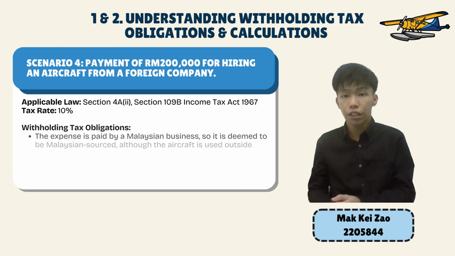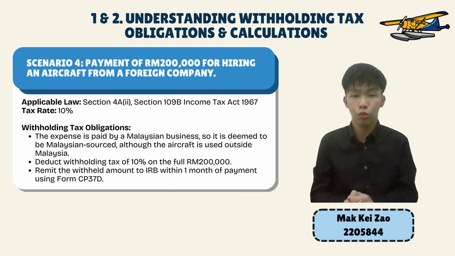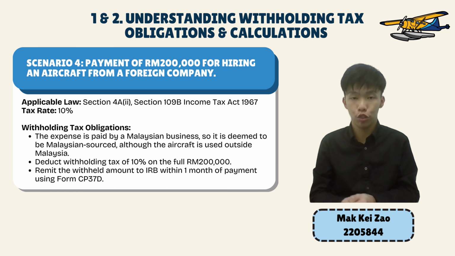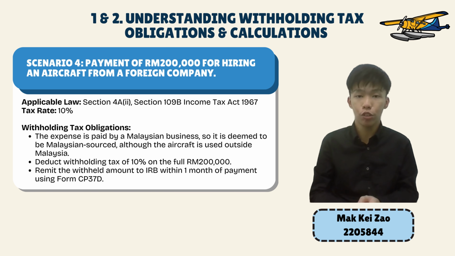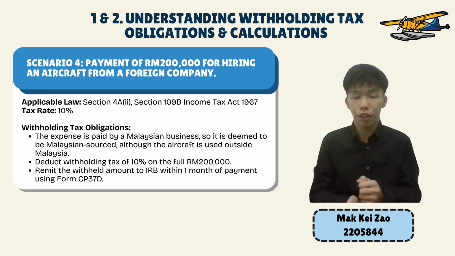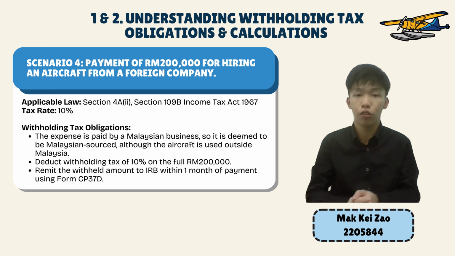For scenario 4, the business pays 200,000 ringgit to a foreign company to hire an aircraft. Even if the aircraft is used outside Malaysia, the payment is still considered Malaysian source under Section 4A, subsection 2. This makes it subject to Section 109B with 10% withholding tax deducted on the full amount.